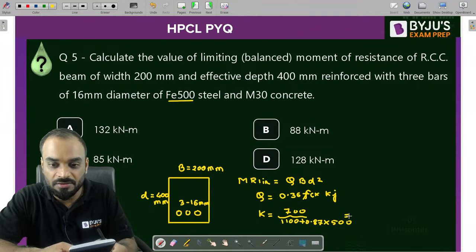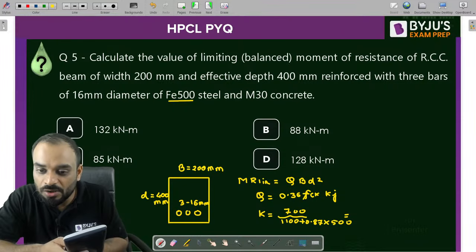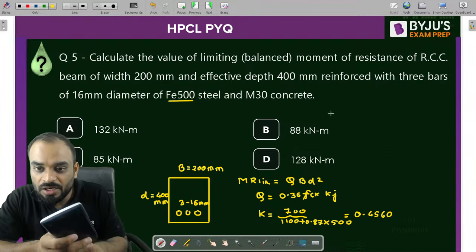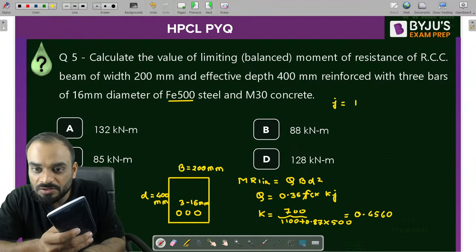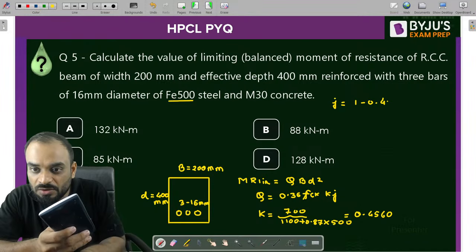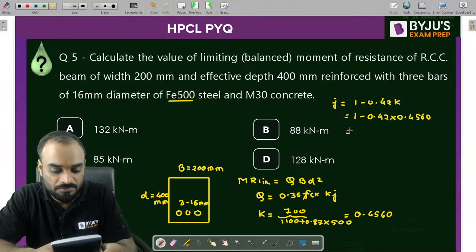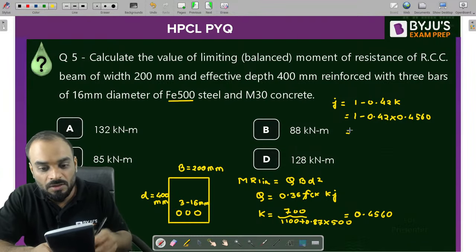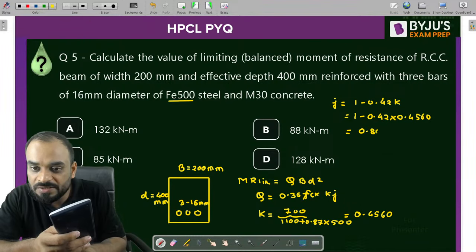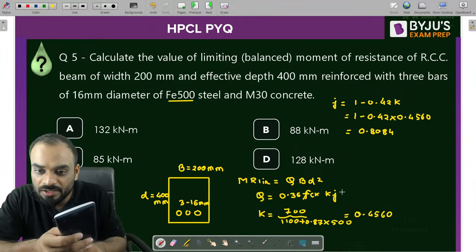700 divided by 1100 plus 0.87 FY. So guys, it is coming around 0.4560. Now let's calculate the J value, which is the lever arm depth factor, 1 minus 0.42K. So 1 minus 0.42 into the K value, which is 0.4560. So guys, we are getting a value of 0.8084.